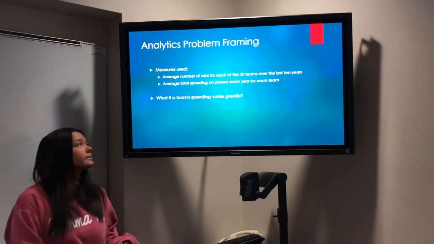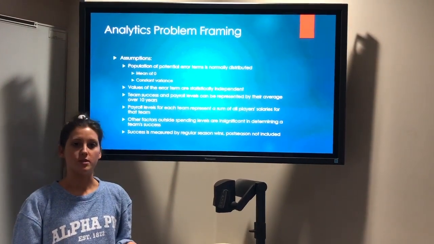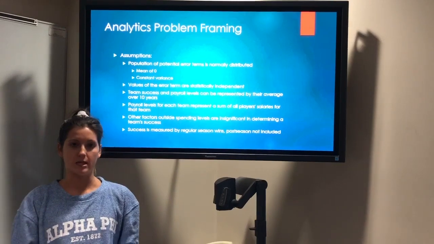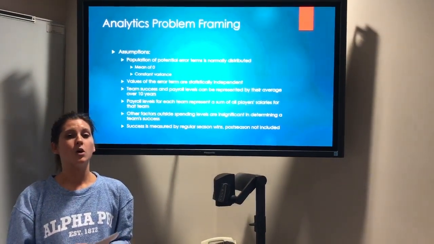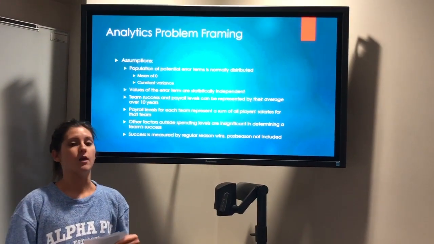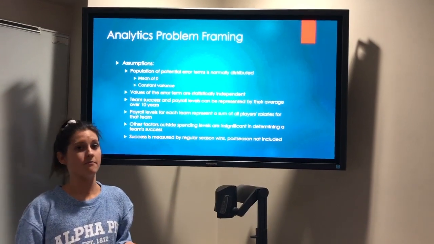Hi, I'm Madison Sir, and I'm going to be stating our assumptions for this project. So our first assumption is that the population of potential error term is normally distributed, which means that the sum of the residuals is going to be 0, and that means that the variance above and below the trend line is going to be the same.